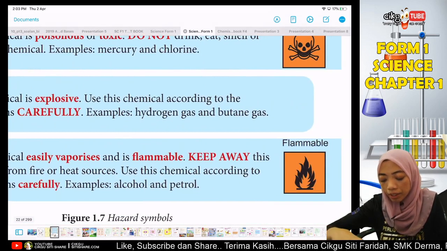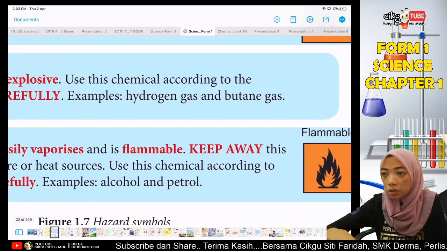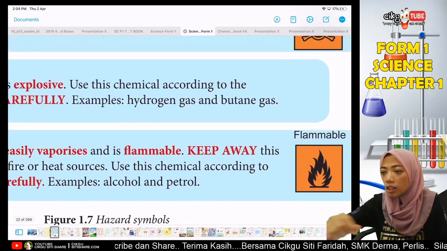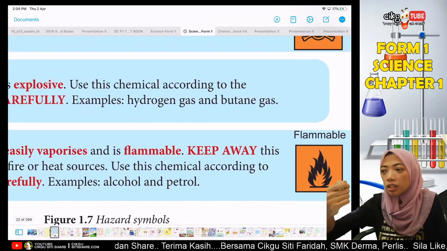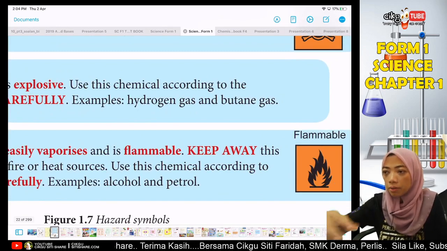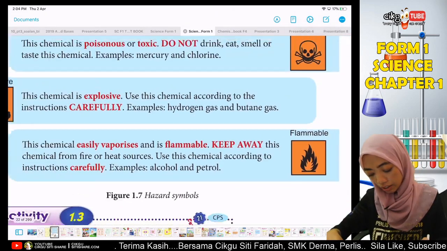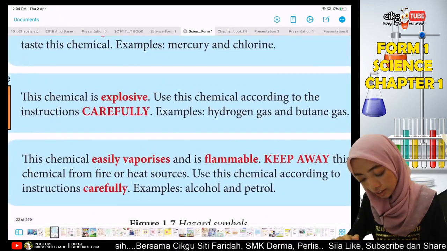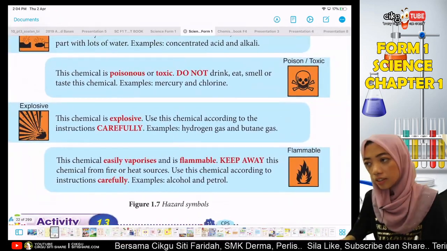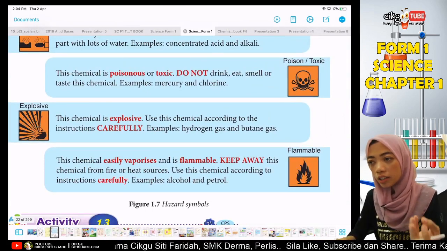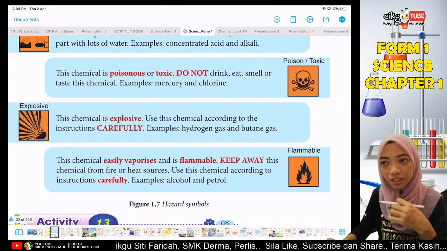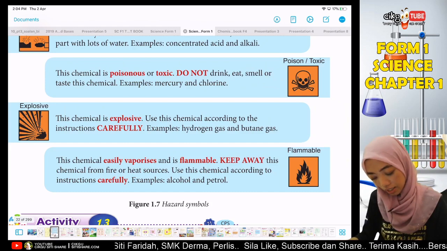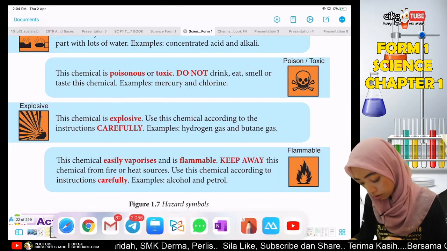So another is flammable. Flammable is like petrol and alcohol. You can use it, but if there is a fire there, it will easily catch fire. It easily vaporizes. The liquid of the alcohol can easily turn to gas. Vaporize. Okay.